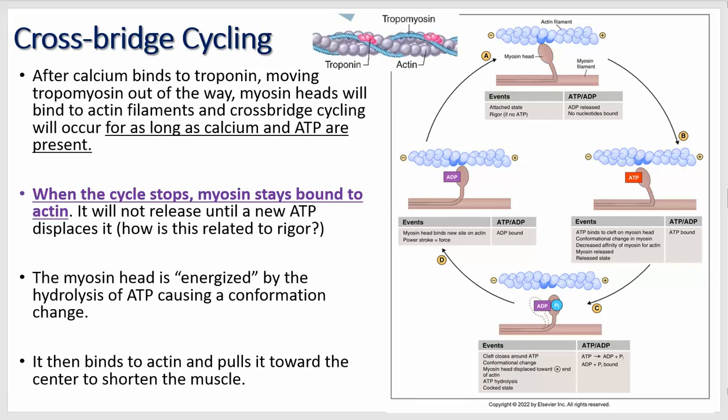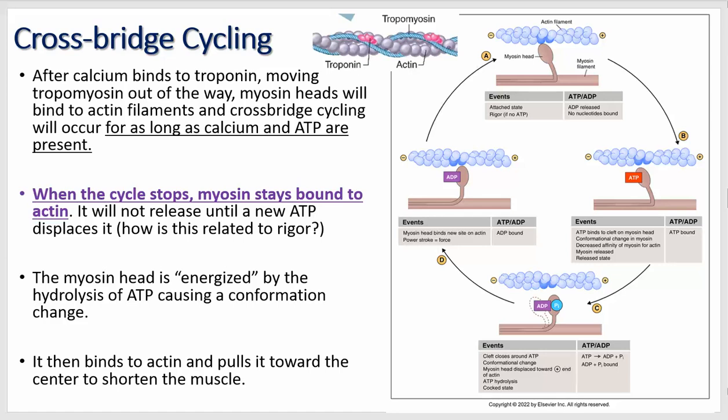So we have, again, calcium is released from those ryanodine receptors. Ryanodine receptor opens that calcium channel. Calcium is released, binds troponin, moves tropomyosin out of the way, exposes those myosin binding sites, and now we have cross-bridge cycling. So let's talk about cross-bridge cycling.